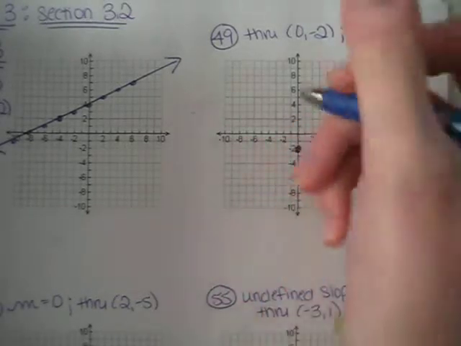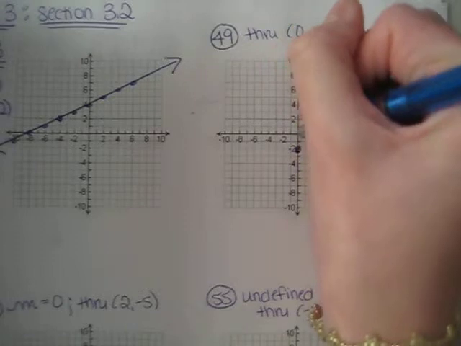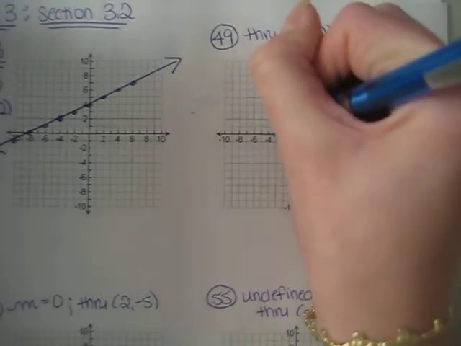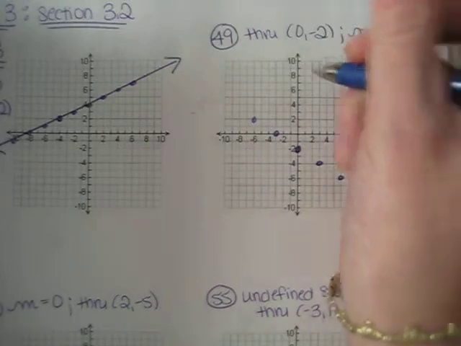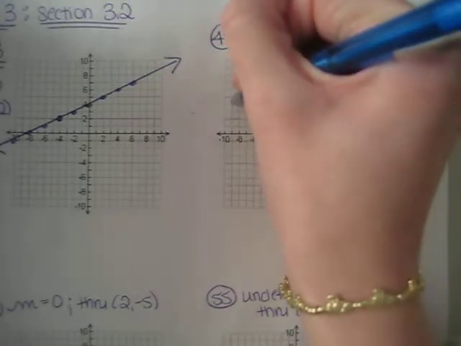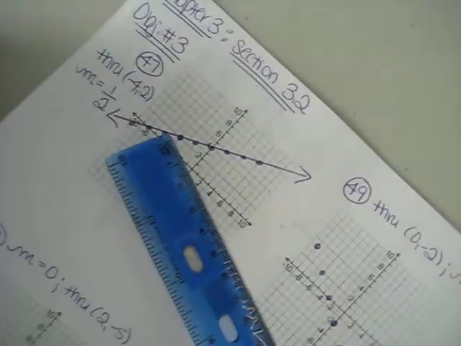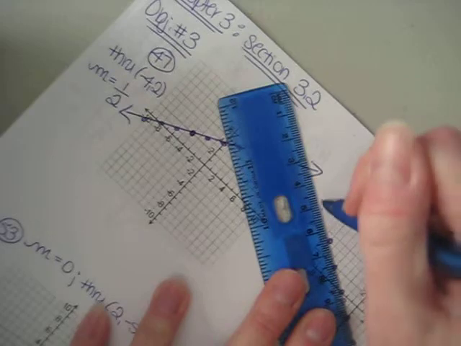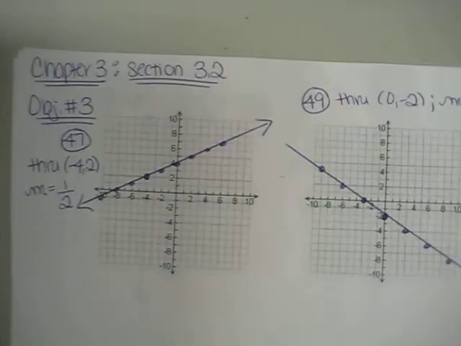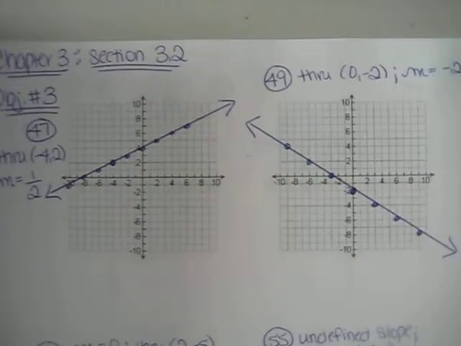But now I'm going to go up 2 over 3 in the opposite direction just so I can get enough points so that when I do my straight edge, it's nice and straight. And I don't have to worry about being off or having a squiggle line. And there is my graph for number 49.